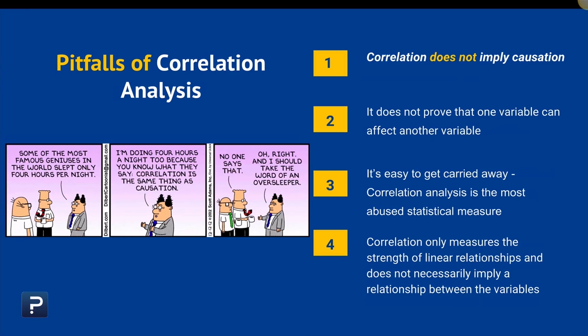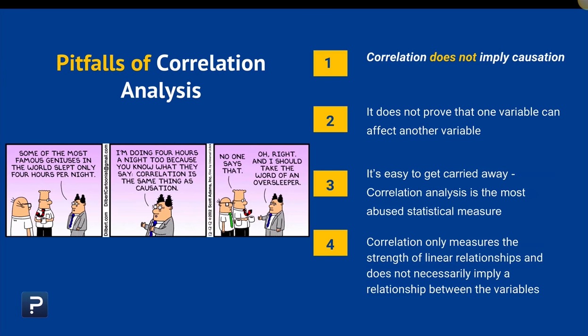And one of the biggest things that scientists, market researchers, and statisticians have drilled into our heads, and if there's anything you need to learn from this webinar, it's that correlation does not imply causation. It gets you really close, but it does not imply it. The other thing is that it does not prove that one variable can affect another variable. One of the pitfalls of correlation analysis is that it is one of the most abused statistical measures.